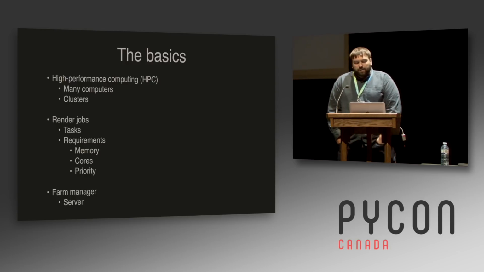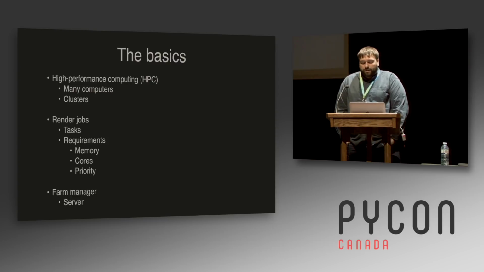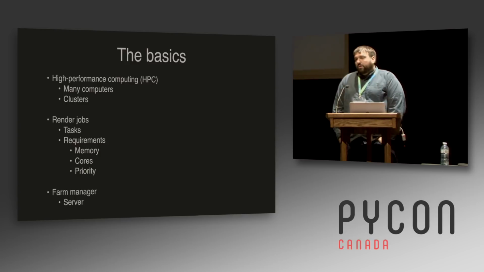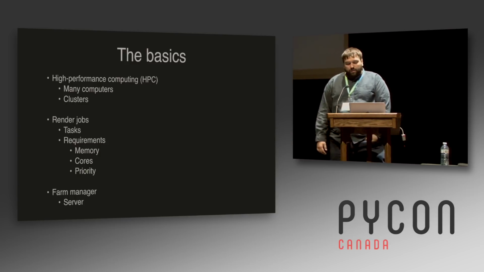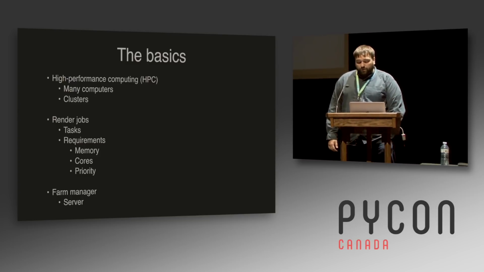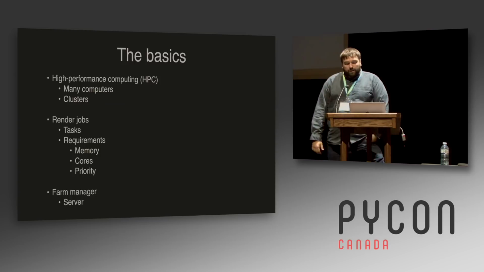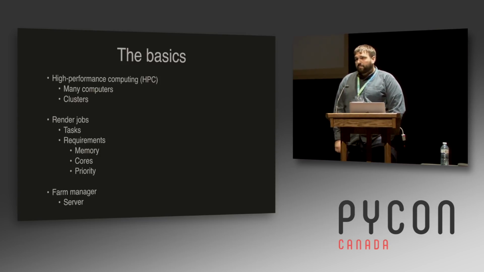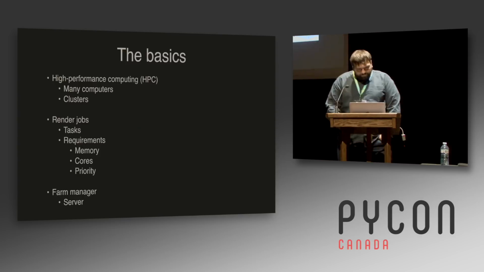Render jobs are then submitted by artists and contain tasks that need to be executed, as well as requirements. For example, render an image sequence using 50 gigs of RAM with high priority. The render farm manager deals with scaling those tasks onto the available render nodes. It is like a supercomputer with thousands of cores, terabytes of RAM, and petabytes of disks. The render farm manager also deals with dependencies between jobs and frames, and also manages the render nodes themselves.